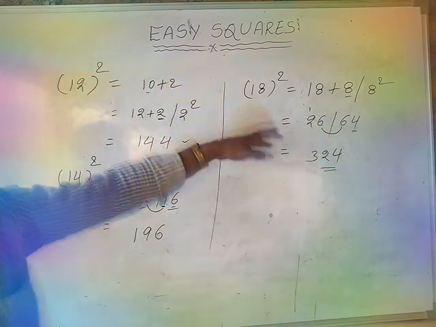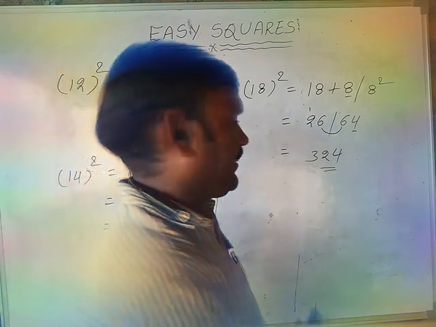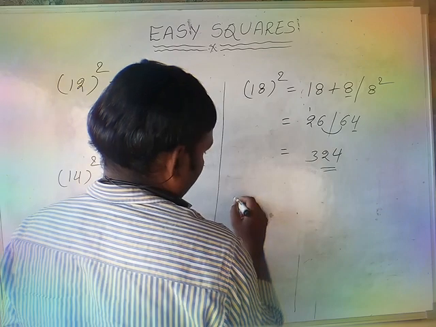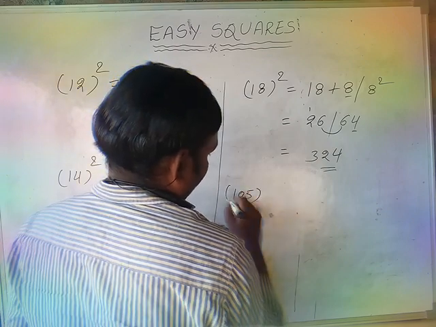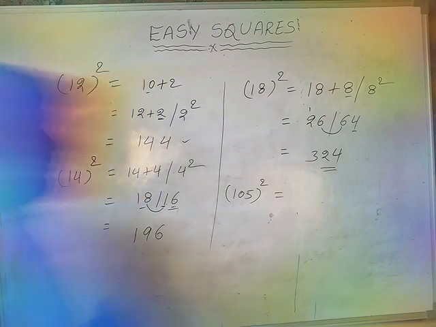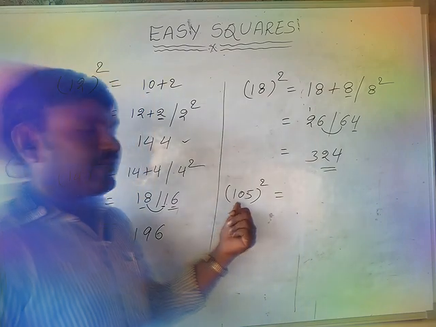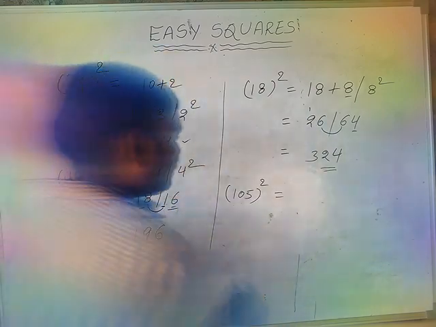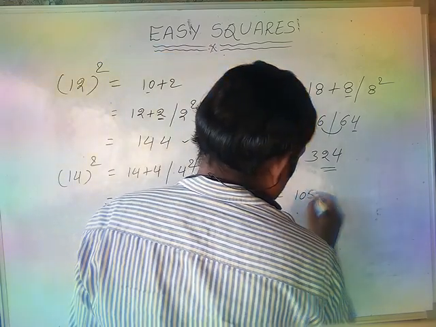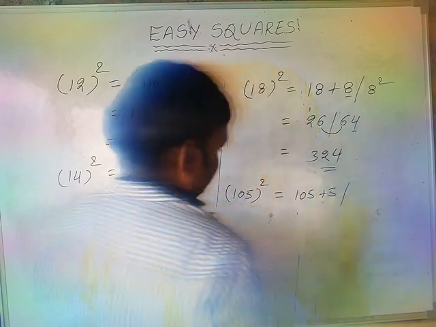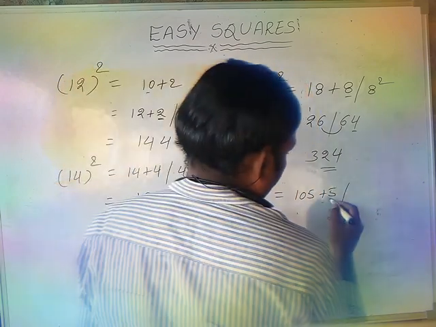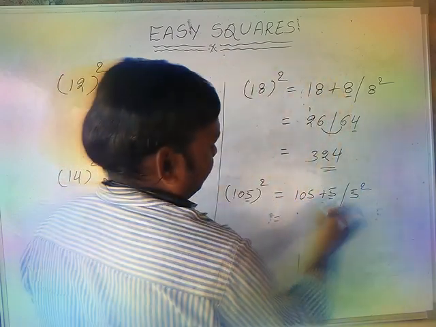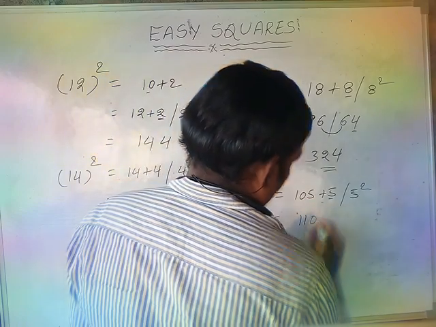324. 18 square means 324. So another number will be taken here. For example, 105 whole square. So what is the nearest main base here? Here 100 is the nearest main base. So 105 plus 5 slash 5 square. So this is equal to 105 plus 5 means 110.